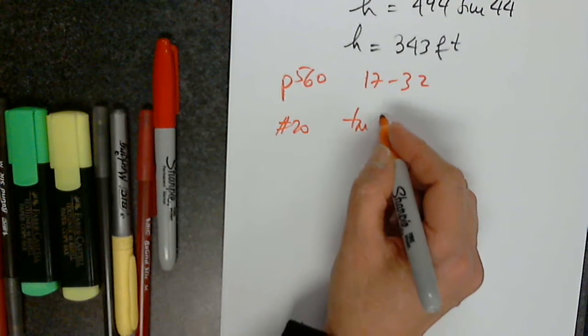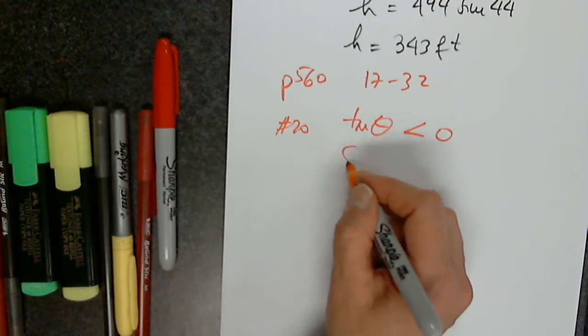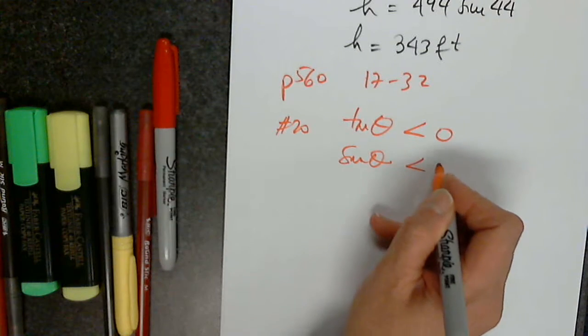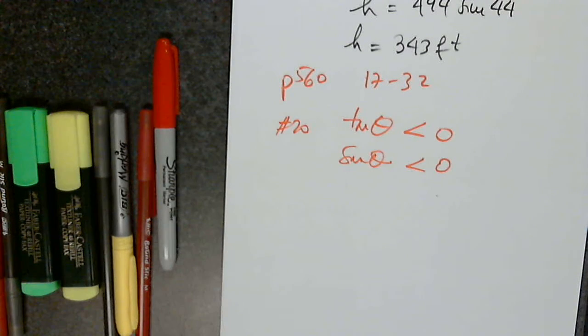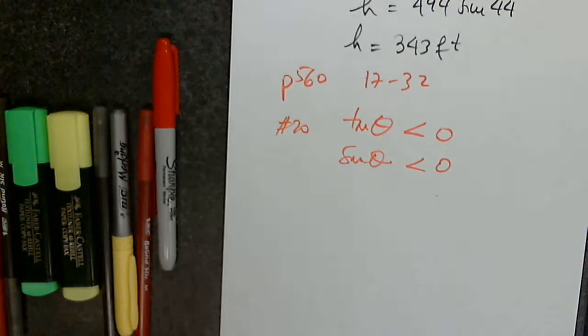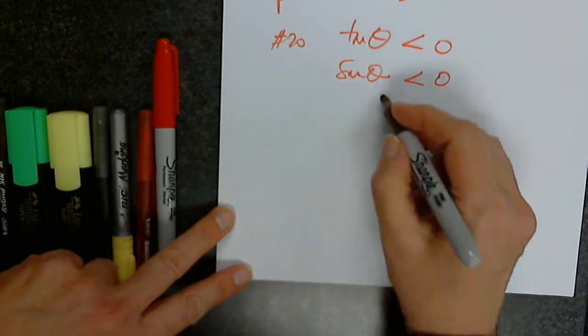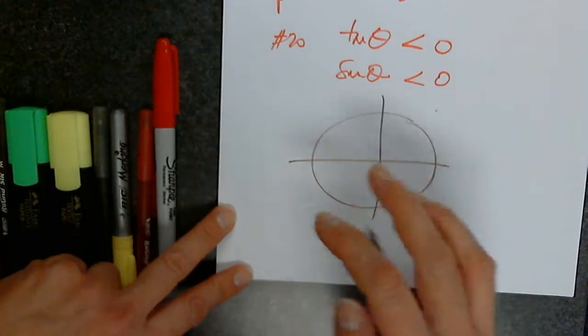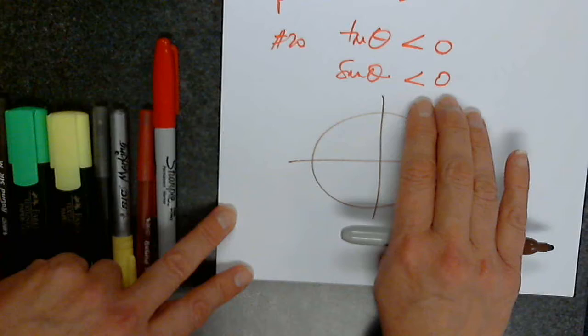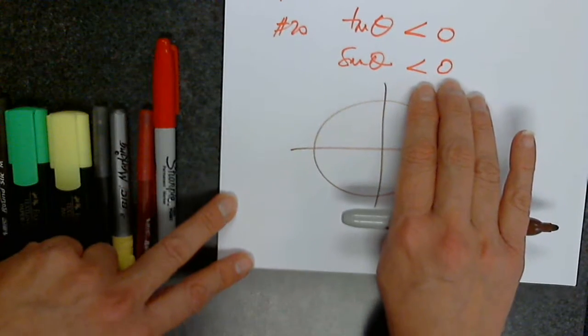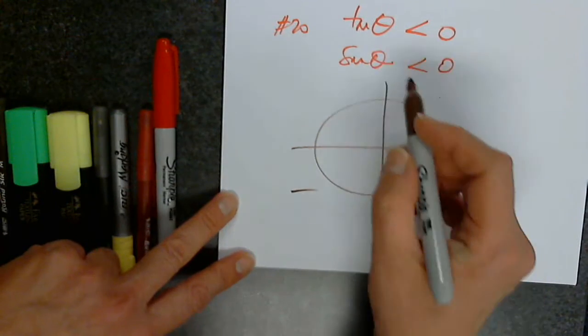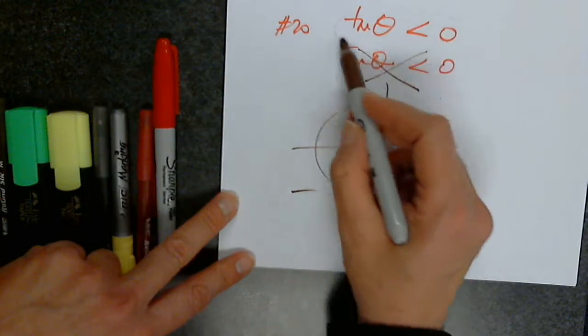We are told that tangent theta is less than 0. We are told that sine theta is less than 0. We're only asked to find the quadrant. That's all we're asked in 17 through 22. So I go back to the unit circle. And where is sine negative? 3 and 4. Very good. Done with this.